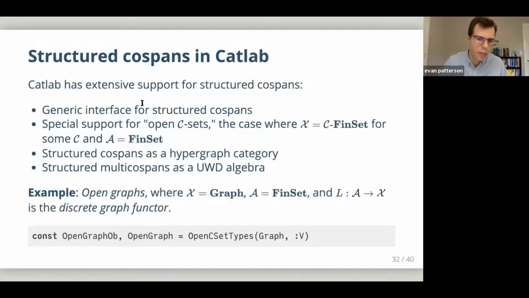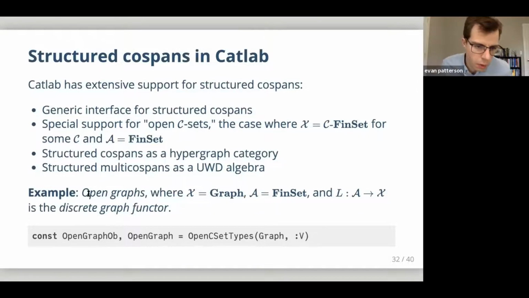Okay, and so CatLab has extensive support for structured cospans in various guises. It has a generic interface for structured cospans, and then maybe more importantly, it has built-in support for what you might call open C-sets. These are structured cospans that arise from the case when the larger category X is the category of C-sets for some C, or attributed C-sets. And then the boundary is just FinSet.